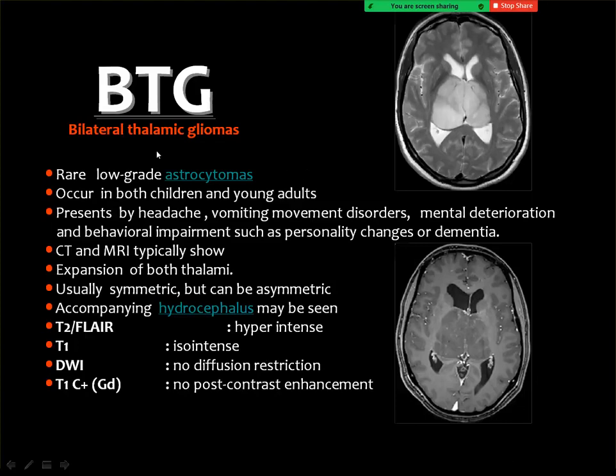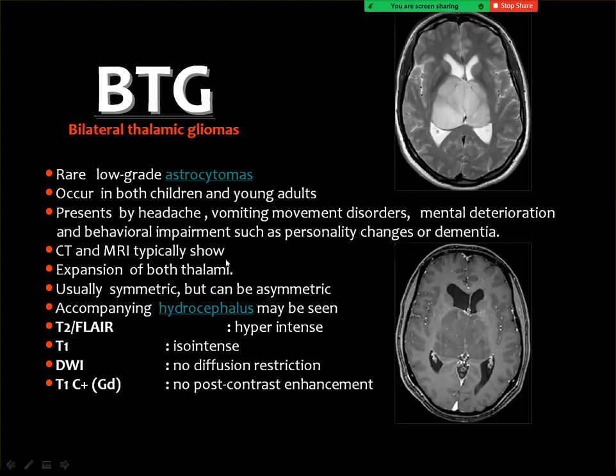This is some information about the bilateral thalamic gliomas. They are rare, low-grade types of astrocytoma, occurring usually in children and young adults, presenting with headache, vomiting, and movement disorders, and sometimes mental deterioration and behavioral impairment, such as personality changes and or dementia.